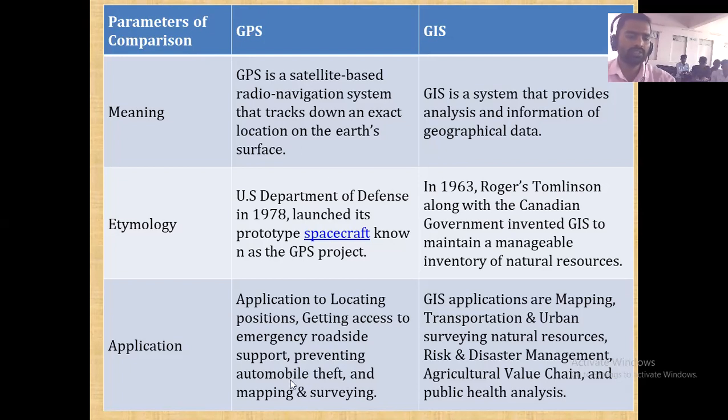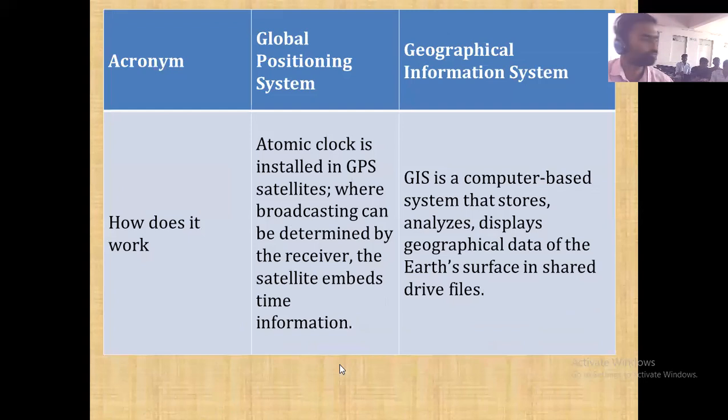See, in GIS and GPS, there is one point: preventing automobile theft. It means, if you have parked your bike in a non-parking area and you have kept your GPS on, and someone has come and taken away your bike, can you find out where it is? Yes, using the GPS location you can find out exactly where your vehicle is, because you have fixed the GPS. Correct? In that case, we can. Okay.